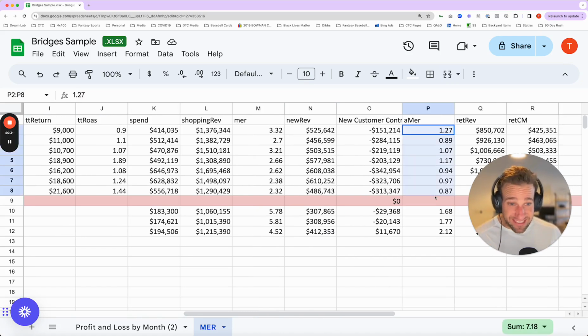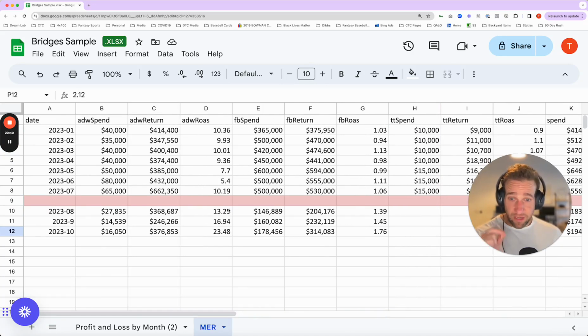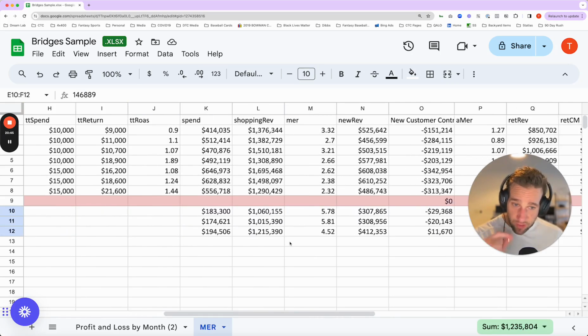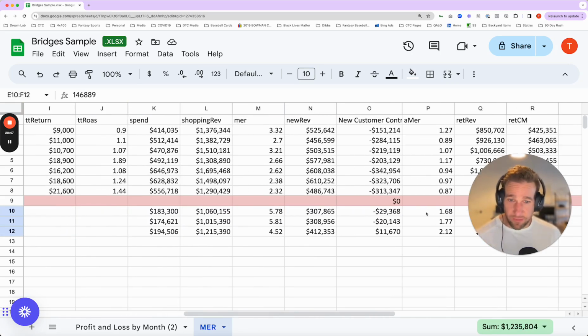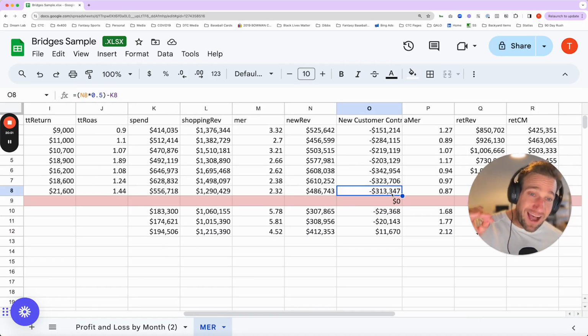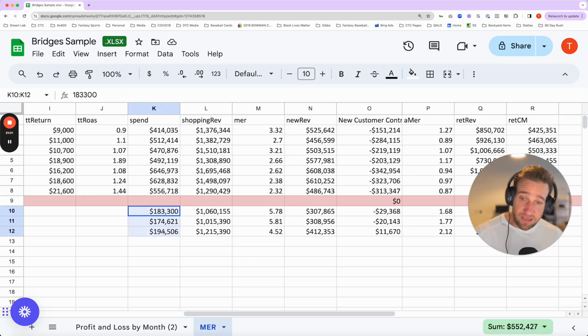And you can see this AMER growth from down here to 168, to 177, to 212, within 3 months of driving this spend down, driving the Facebook ROAS up, and ensuring that we get as close to first order profitability as possible, and eventually getting there. We go from losing $300,000 on new customer contribution margin to losing 30, to losing 20, to making money with our new customer acquisition. And we're scaling spend in the process.